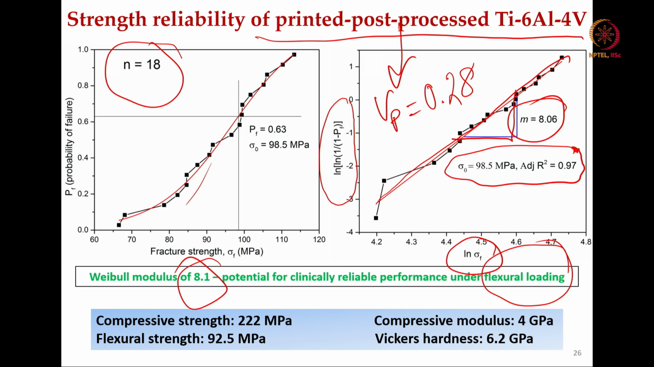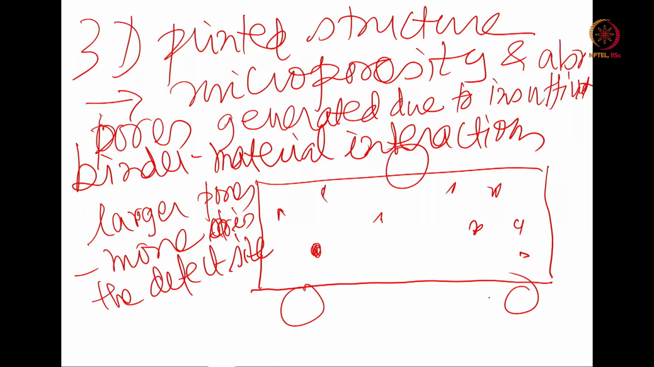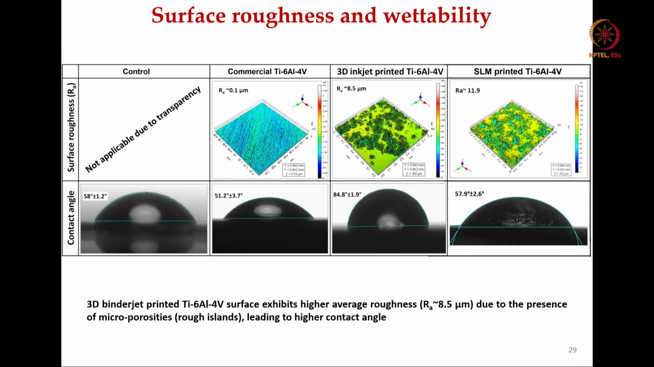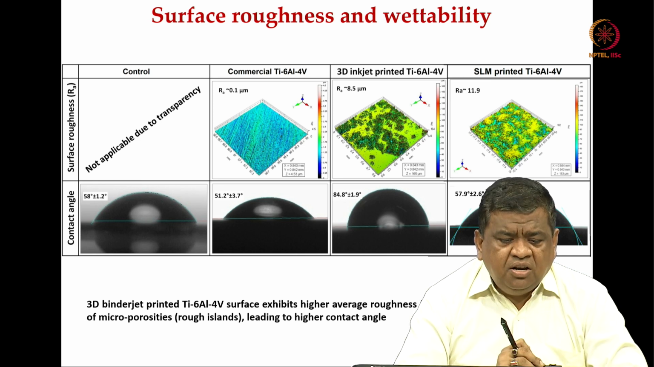And this Ti6Al4V, binder jet 3D printed using an in situ polymerized binder, has a compressive strength of more than 200 megapascal, an elastic modulus of 4 gigapascal, and a Vickers hardness of 6.2 gigapascal. One of the things that we have done is to find out how the surface properties also change, because the surface roughness and surface properties are important, as they will govern the cell-material interactions.